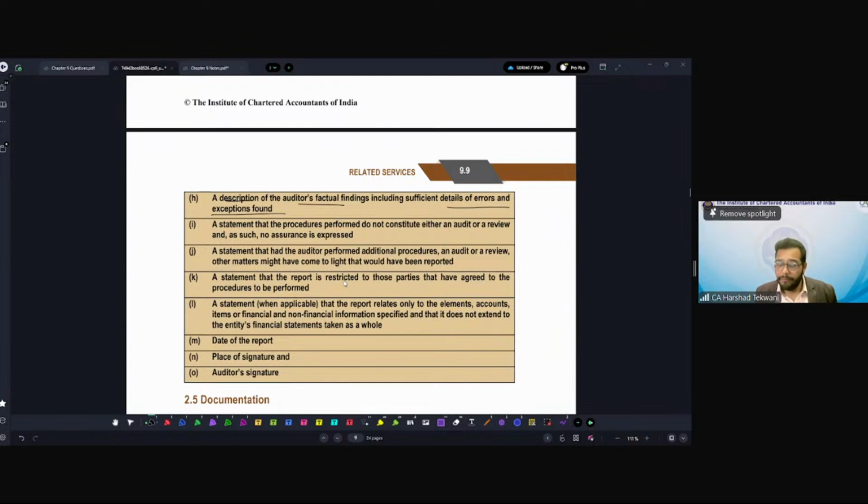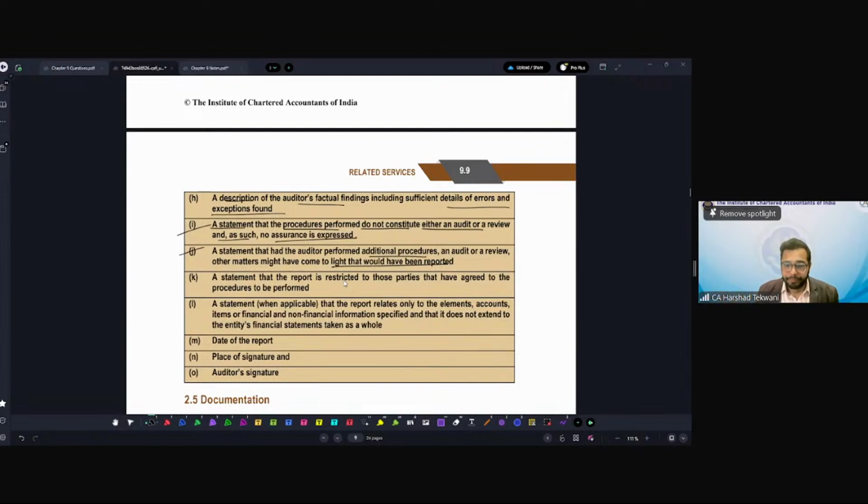Okay, very important. A statement that the procedures performed do not constitute either an audit or a review, and no assurance is expressed. A statement that if additional procedures had been performed, other things might have come to light that might have been reported. It means that if I had performed the audit, then other things might have come to my light or come to my attention.